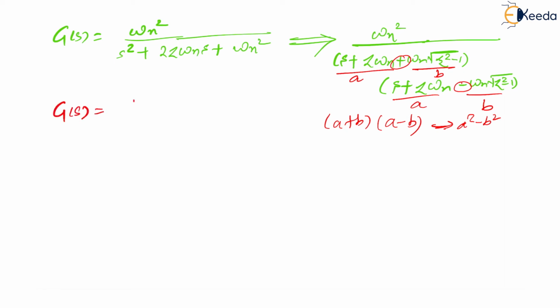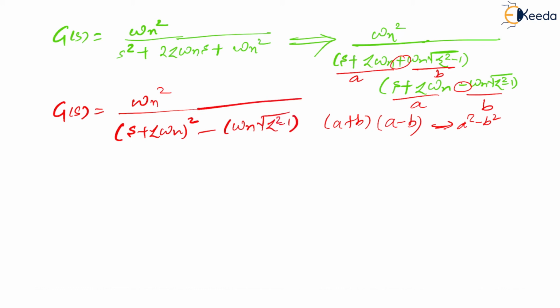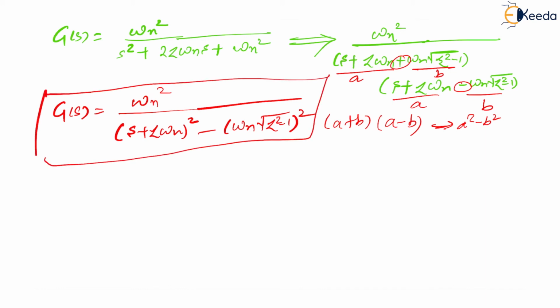After solving, you get g of s equal to omega n squared upon A squared minus B squared. What is A? s plus zeta omega n. So you get s plus zeta omega n the whole squared. This is going to be A squared minus B squared. So what is B? B is going to be omega n into under root of zeta squared minus 1, the whole squared. Is it correct or not? Yes. So this is your expression.